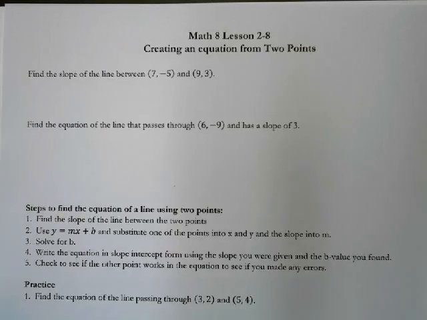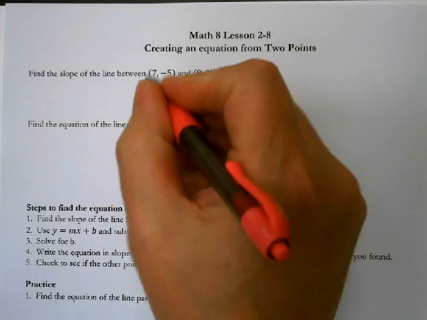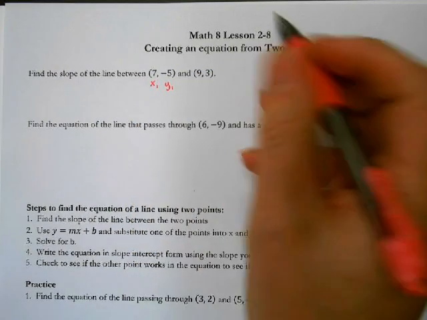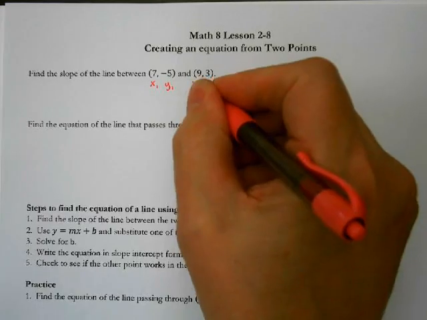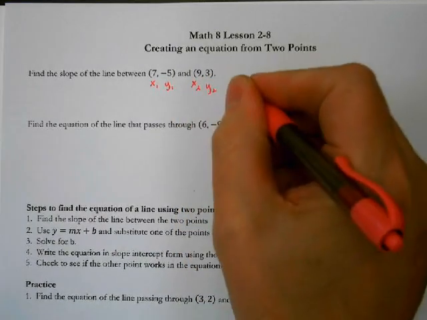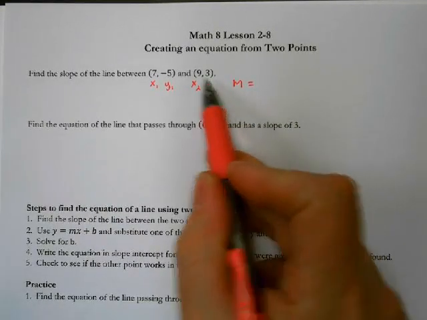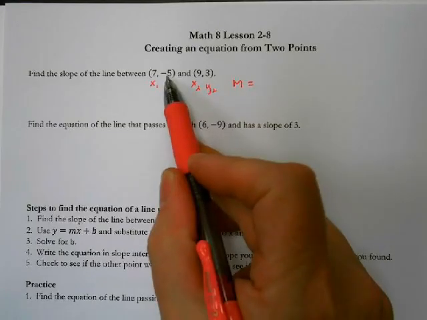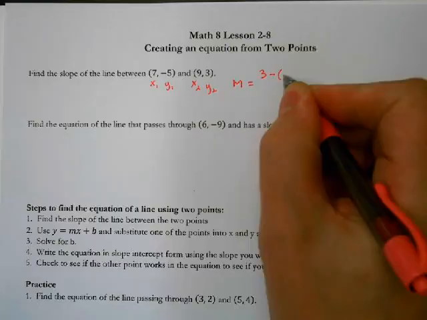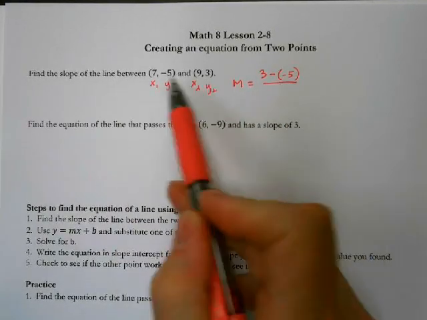All right, if you've unpaused, here we go. So when we're finding the slope between the line, we've got x and y over here. I'm going to call them x sub 1, y sub 1. And then I'm going to call these x2 and y2. So when we find the slope, we can do the change in y over the change in x, which would be the y's subtracted, so 3 minus -5, over the x's subtracted, 9 minus 7.